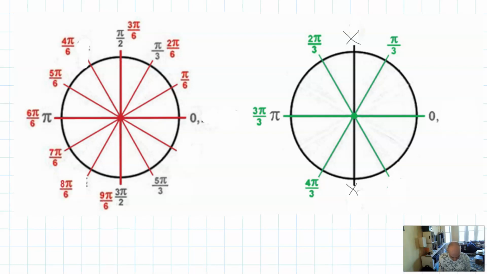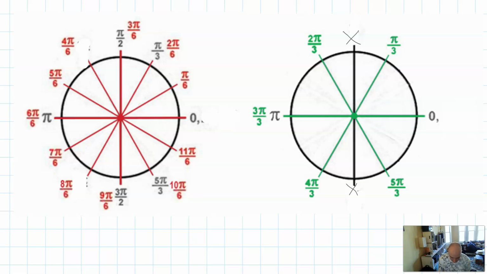Then we have 5 pi over 3. I don't know why that one's not in red. That's awkward. Oh, wait, I do know. I lied. It's over here. We have 10 pi over 6, which is equivalent to 5 pi over 3. And on the green circle, it's just 5 pi over 3. Then we should have 11 pi over 6, almost a full circle, with no equivalent on the green circle.